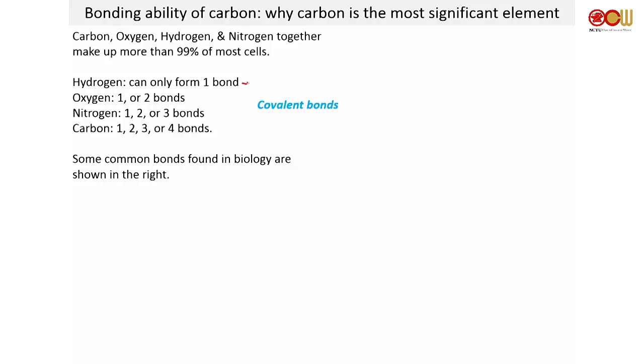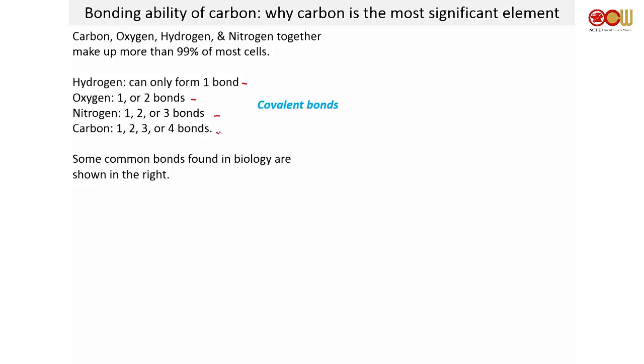Hydrogen can only form 1 bond. Hopefully that's not a surprise to you. Please don't draw 2 bonds on hydrogen, please, okay? Oxygen can form 1 or 2 bonds, okay? Nitrogen can do 1, 2, or 3 bonds, and carbon can do 1, 2, 3, or 4. If you don't know where these numbers are coming from, please let me know. I can tell you, right? But this is something that you should know, okay?